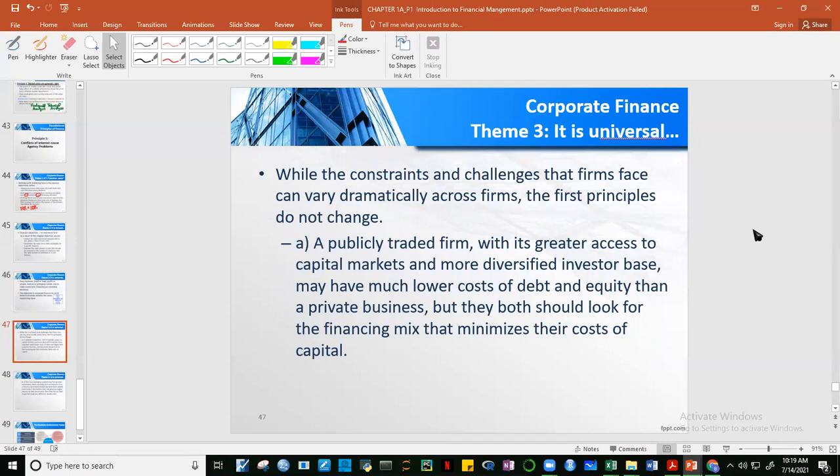Sabi natin, while constraints and challenges that firms face can vary dramatically across firms. Ibig sabihin, iba yung mga challenges, iba yung mga constraints ng companies that are in one industry as compared to others. Or in that industry, small firms may have different challenges or constraints compared to large firms. Okay? Yet, the principles do not change. Okay? Yung principles yun, they are cast in stone.